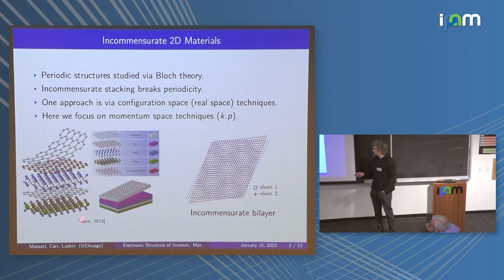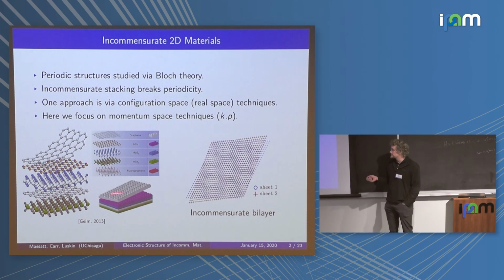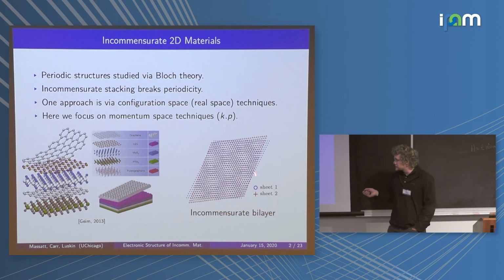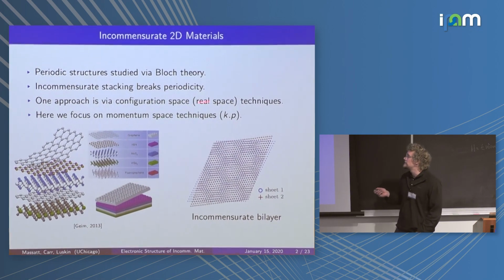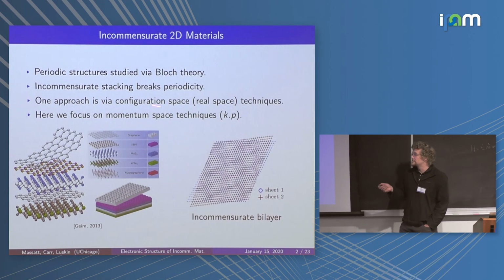As we already know, we can stack 2D materials, and they don't necessarily form a periodic structure, like this image shows, but can form an incommensurate structure where there is no true periodicity. If there is periodicity, then Bloch theory is usually applied, though if the system is incommensurate, then this breaks the periodicity, and other methods have to be used. Mitch already had a very nice introduction of configuration space, where you can use a real space type technique in order to compute electronic observables.